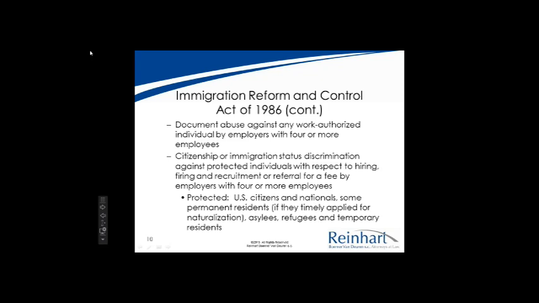Then there's citizenship and immigration status. Again, it goes to the usual hiring, firing, recruitment for a fee. And this goes to a special class. It basically says you can't ask for more or treat this special class of people differently. And that's the protected people: U.S. citizens and nationals. Nationals is sort of a subset. If you're Pacific Islanders, you'll fall into that small group. Then permanent residents, asylees, refugees, and temporary residents.